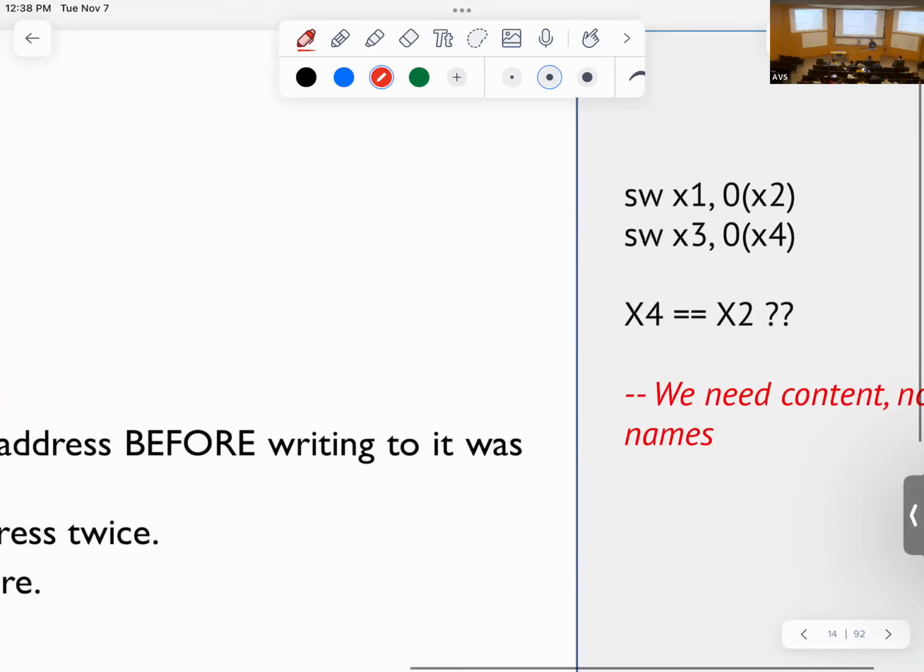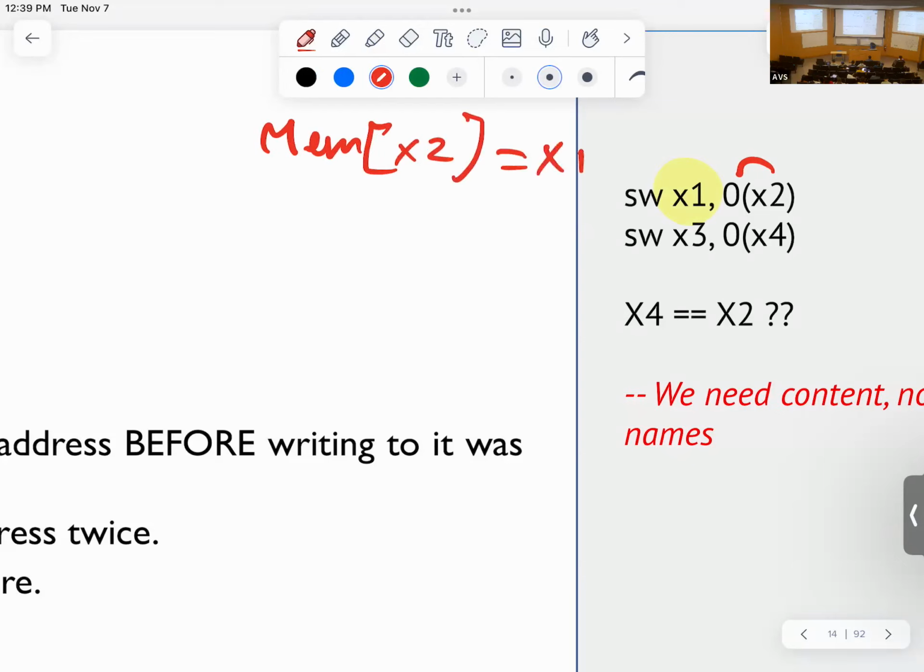So consider something like this. I have store x1, 0, x2. I have a store x3, 0, x4. And what is this? This basically says that I'm going to update the value of the address that is in X2. So mem X2 gets the value of X1. So this first instruction says this, and the second instruction basically says that mem X4 gets X3.